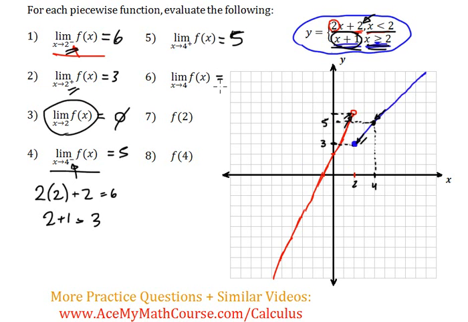Great. Now what about the limit as x approaches 4? Does that exist? It does, because these guys are the same. They're both 5, so this must be 5 also.